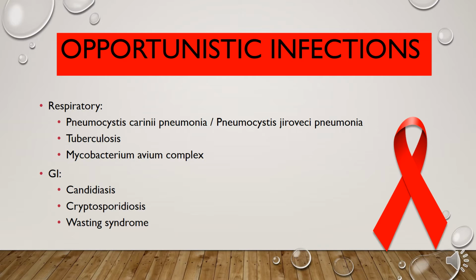And then wasting syndrome. This occurs in most patients in the late stages of AIDS. It's an unplanned weight loss of 10% along with chronic diarrhea or an unexplained fever. This is what makes patients with AIDS appear really emaciated. They just look like they're completely wasting away.